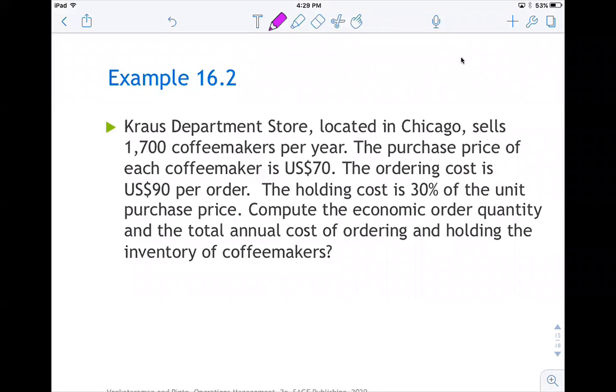Hello, in this video we are going to solve another example where we are going to use the implementation of the economic order quantity model. So let's just get to it.